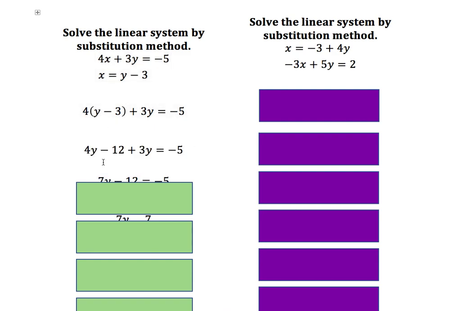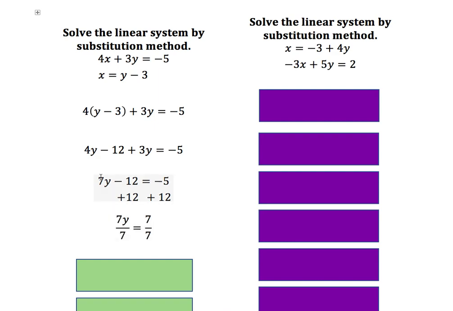Then I have to distribute the 4 throughout the parentheses, so I get 4y minus 12 plus 3y is equal to negative 5. I'm going to combine like terms. This 4y here plus the 3y becomes 7y, and then I want to get rid of this negative 12. I'm just going to add 12 to both sides of the equation, and when I do that, I get 7y is equal to 7, because negative 5 plus 12 is 7.